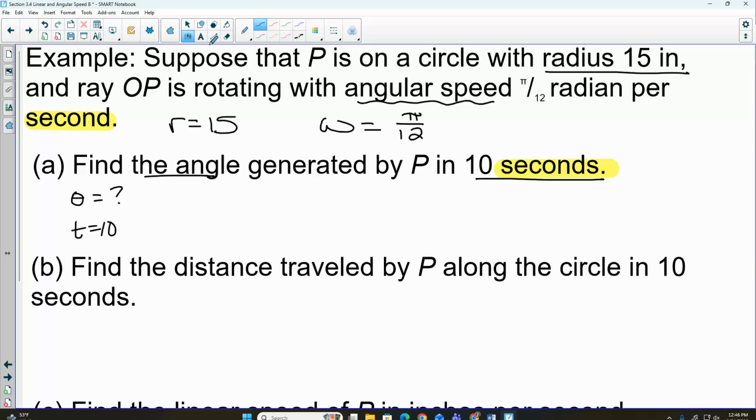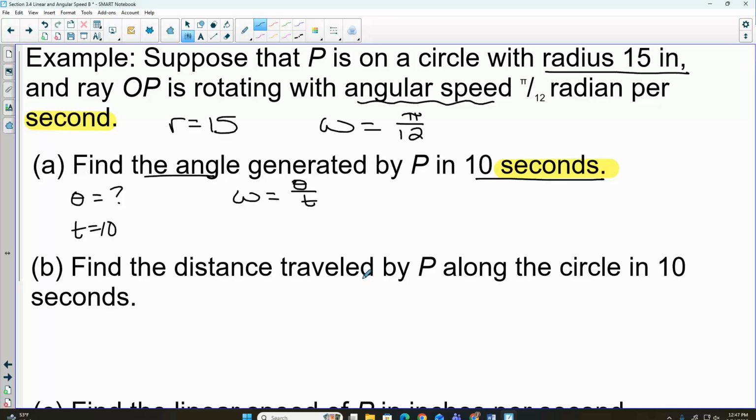All right, so I need theta. So I'm looking at my formulas that involve theta. All right, S equals R theta. Do I have S? Okay. Omega equals theta over T. Do I have omega and T? Yes. So that's the formula I'm going to pick. I like to write down what formula I'm using. It just helps me stay on track and make sure I don't get anything confused.